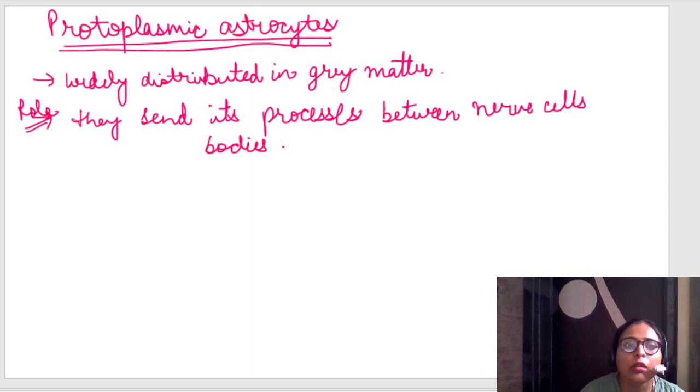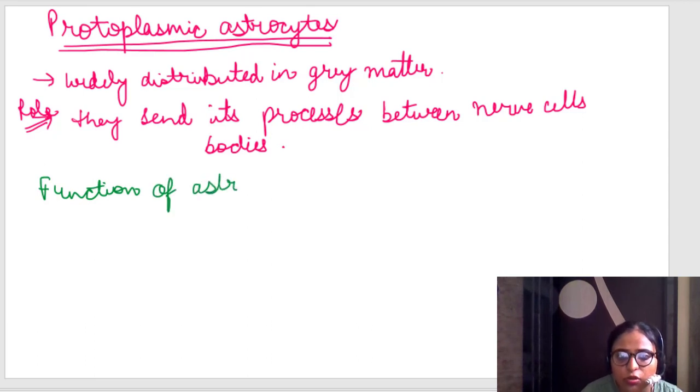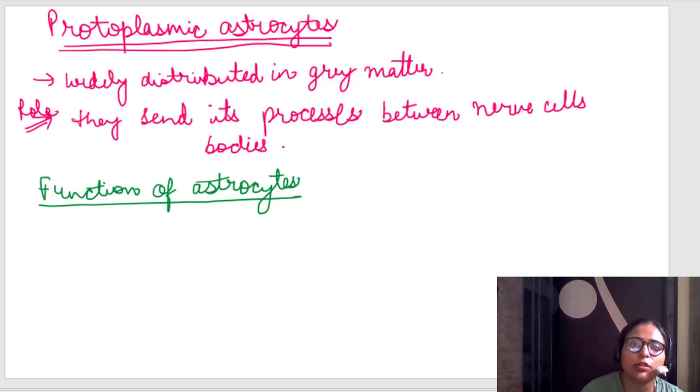Fine. Now together we will see the function of it. What is the function of astrocytes? Means we will together discuss the function of the protoplasmic astrocytes and the fibrous astrocytes also. Now we know that the astrocytes are of two types, that is your protoplasmic astrocytes and your fibrous astrocytes, right? But we have seen the difference also.